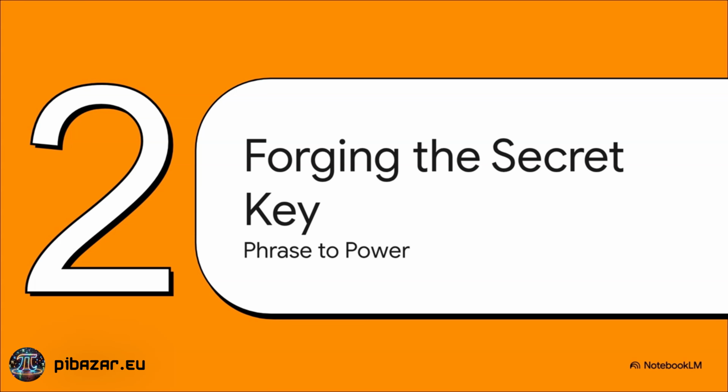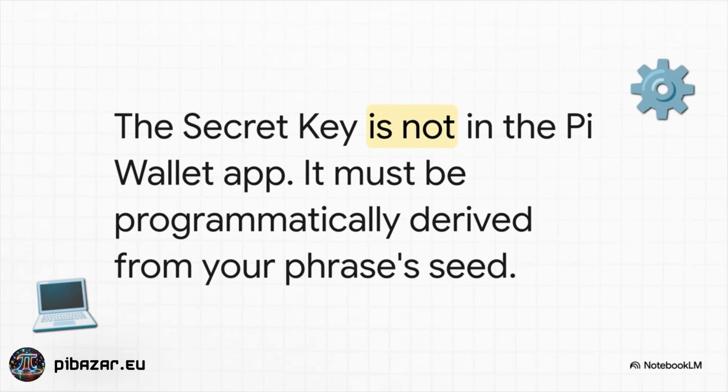I mean, the Pi app does all this for you behind the scenes, which is great, but understanding how to create it yourself, that's what unlocks direct access to the blockchain. It's like you're forging a physical key from its original blueprint. And here's a really important point. You can't just go into the Pi wallet and find this secret key to copy and paste. It's not sitting there. To get it, you have to actually generate it yourself, using a specific function that takes that binary seed from your 24 words and works its magic.